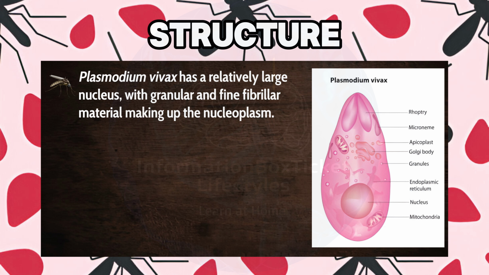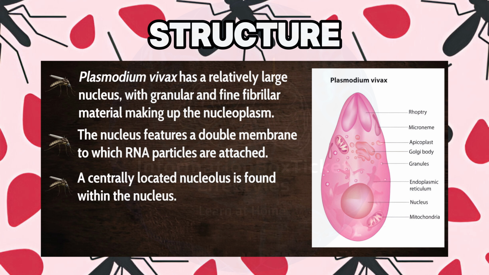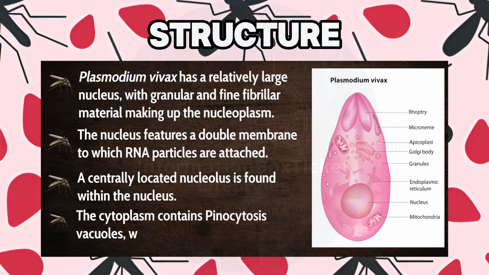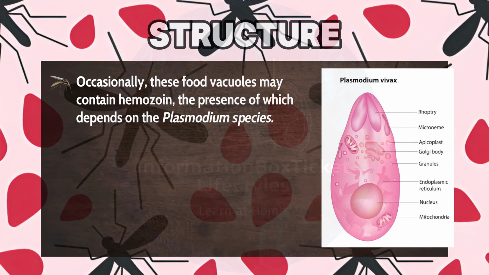Plasmodium vivax has a relatively large nucleus, with granular and fine fibrillar material making up the nucleoplasm. The nucleus features a double membrane to which RNA particles are attached. A centrally located nucleolus is found within the nucleus. The cytoplasm contains pinocytosis vacuoles, which serve as food vacuoles. Occasionally, these food vacuoles may contain hemozoin, the presence of which depends on the Plasmodium species.